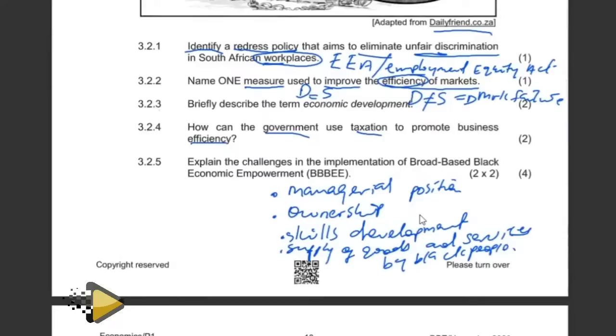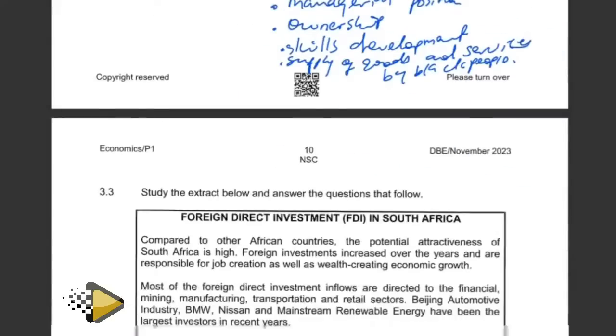Before the ANC came into power, before 1994, Black people were not given the platform to occupy managerial positions. Black people were not given any chance of ownership, of skills development, or of supplying goods and services. So broad-based Black economic empowerment came to address those issues that I've mentioned.